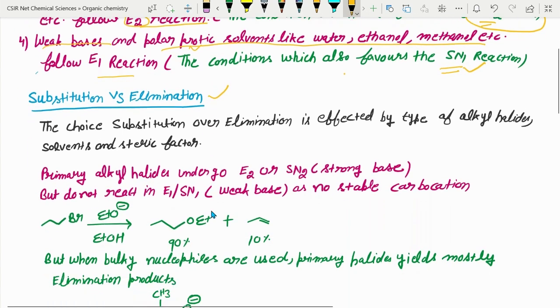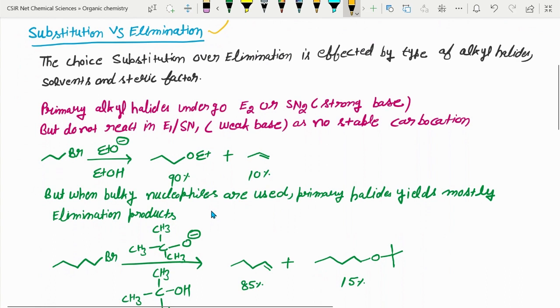So what is the choice? The choice of substitution over elimination is affected by the type of alkyl halides. So which type of alkyl halide we are using will tell us whether there will be formation of the elimination product or the substitution product.